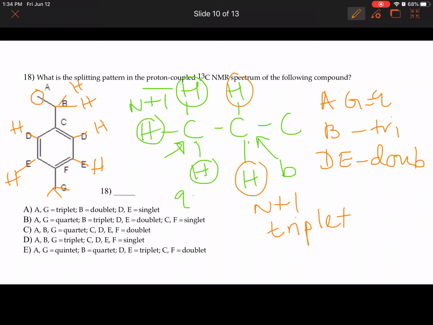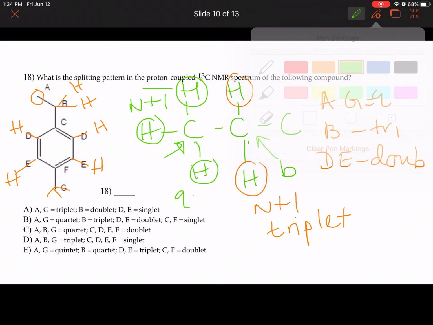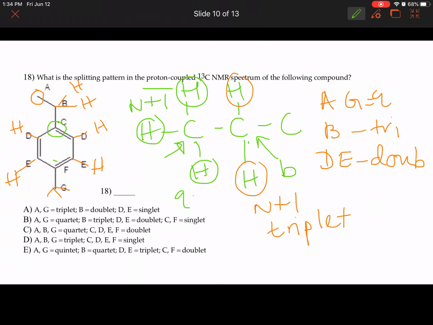What about the C? C and F. Do we have any hydrogens on it? No, there are no hydrogens on it, meaning it has 4 bonds, the maximum number of bonds on carbon. So there are no hydrogens, so then C and F would be a singlet. So that will give you the answer as B.